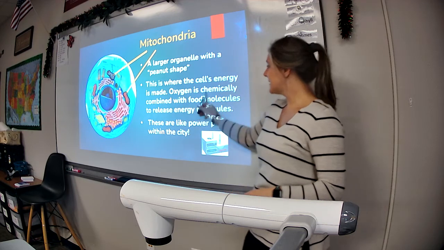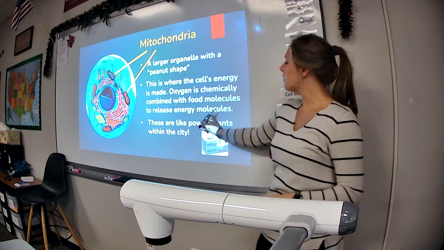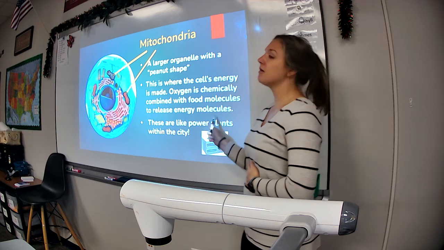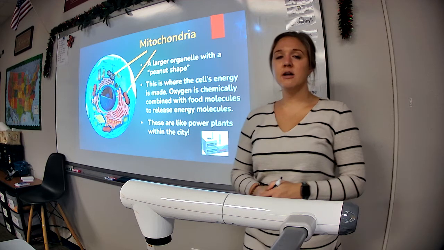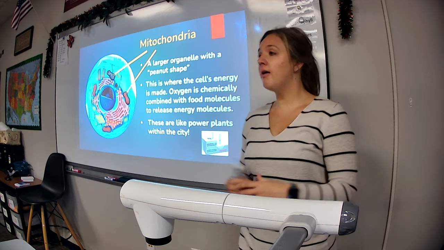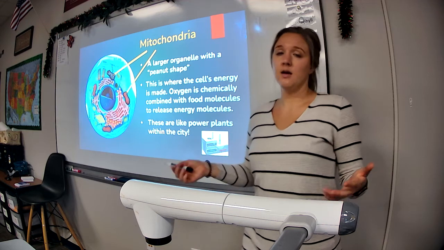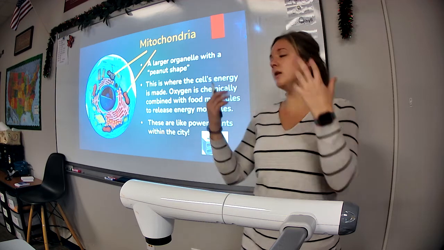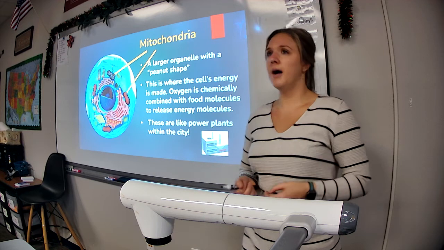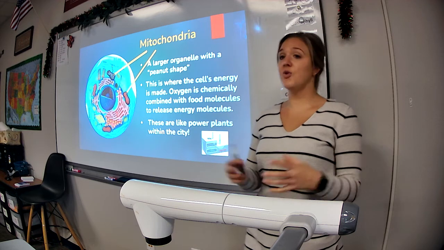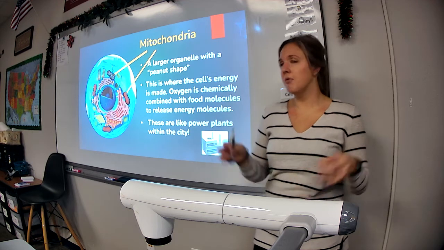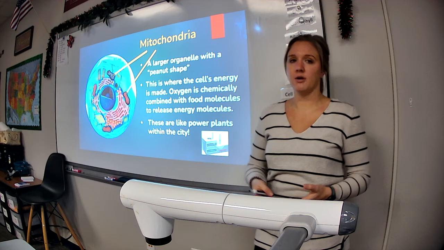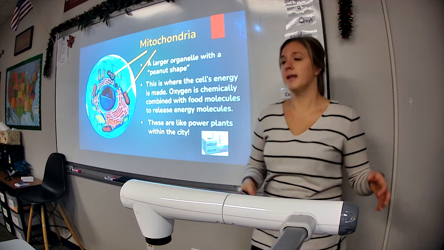Oxygen is chemically combined with food molecules to release energy molecules. Because it produces the energy for the cell, a cell without energy is dead. It can't do anything. It can't take in oxygen. It can't take in nutrients. It can't help rebuild the body parts. It's dead. Just like a city without power is not really dead, but it doesn't function right. Correct?